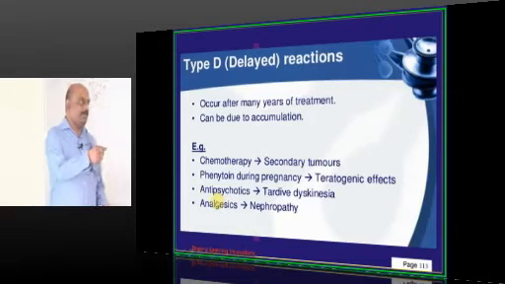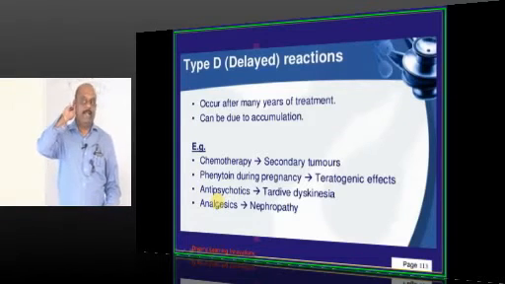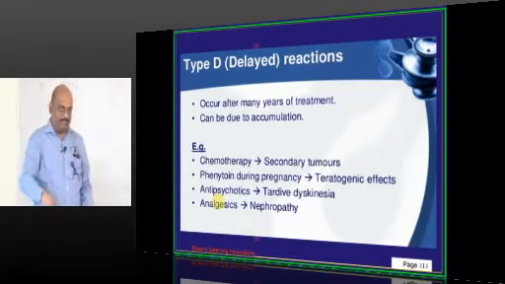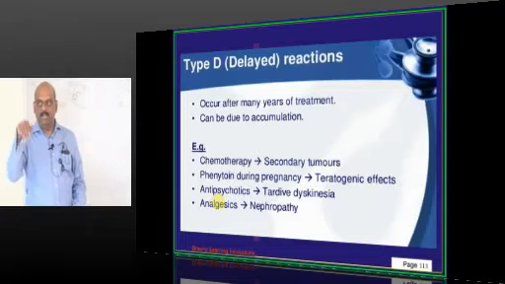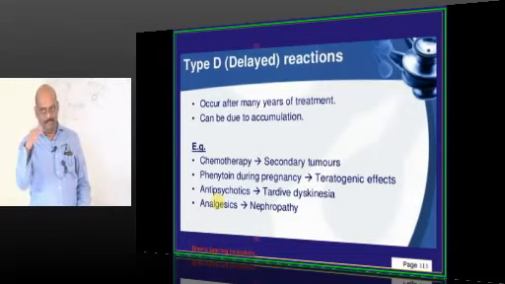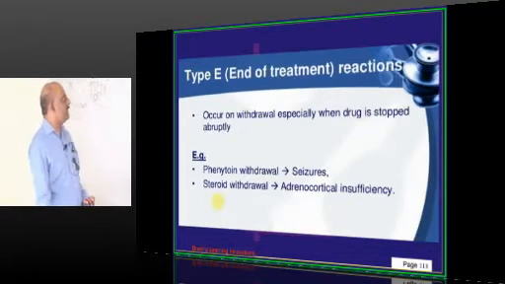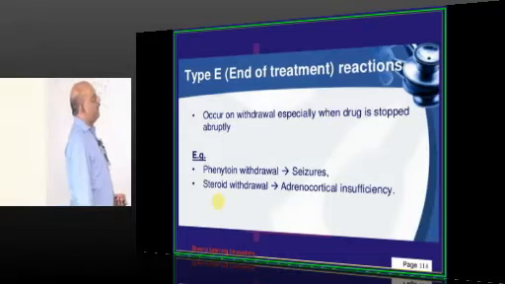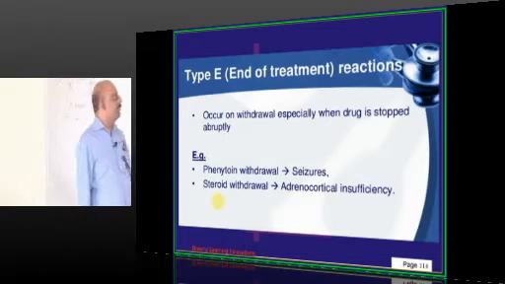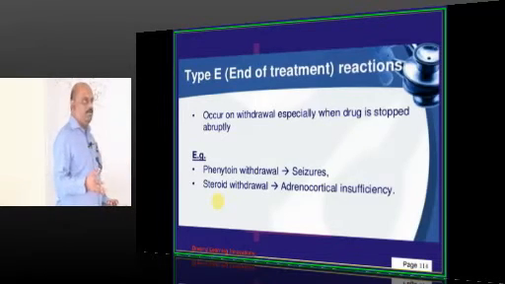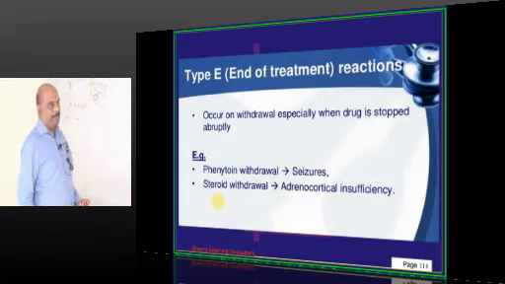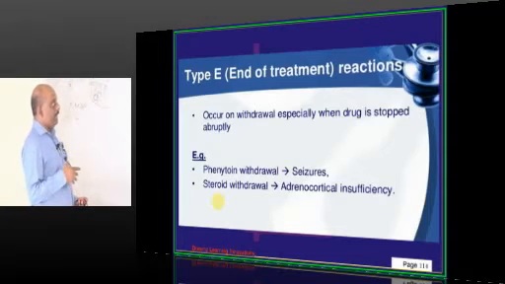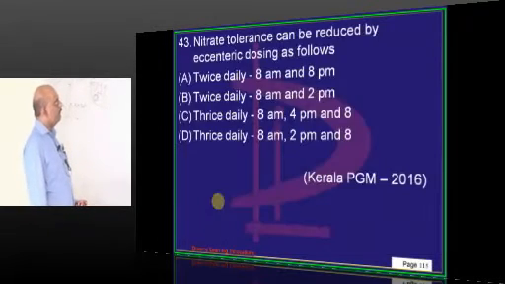Sorry, we didn't give you this explanatory booklet, but please collect it. We will upload it as a PDF and a blog in newsformedico.com. Just review these reactions. E is end of the treatment reaction. Typically, after drug withdrawal, when the drug is stopped abruptly, they will happen. They are called type E.